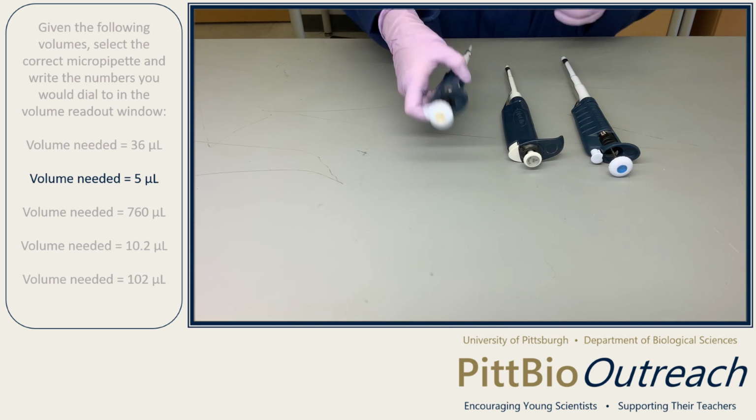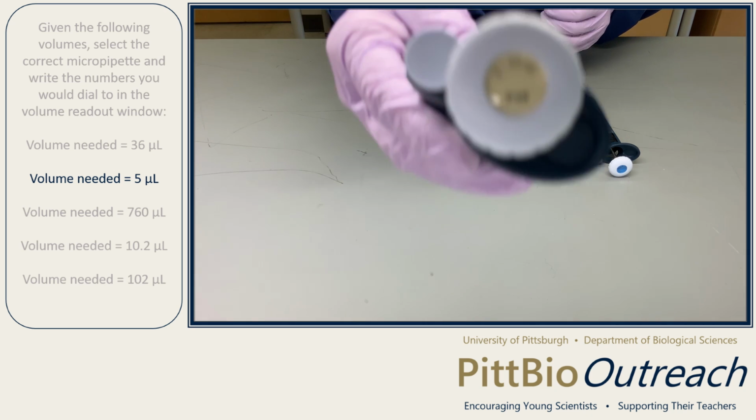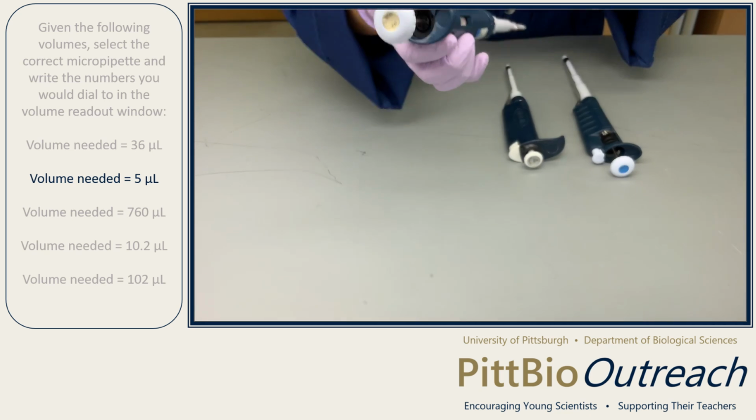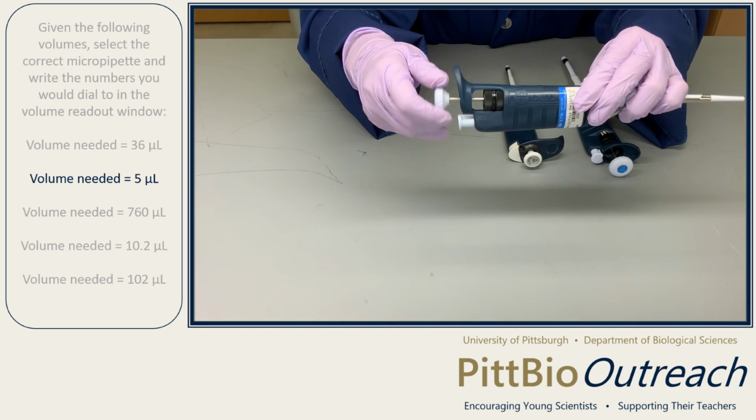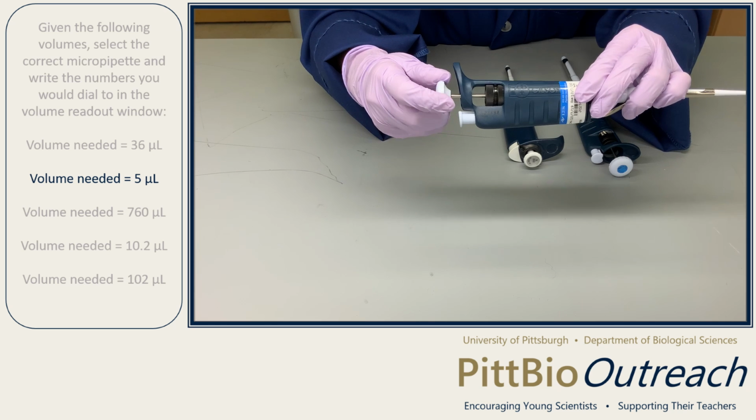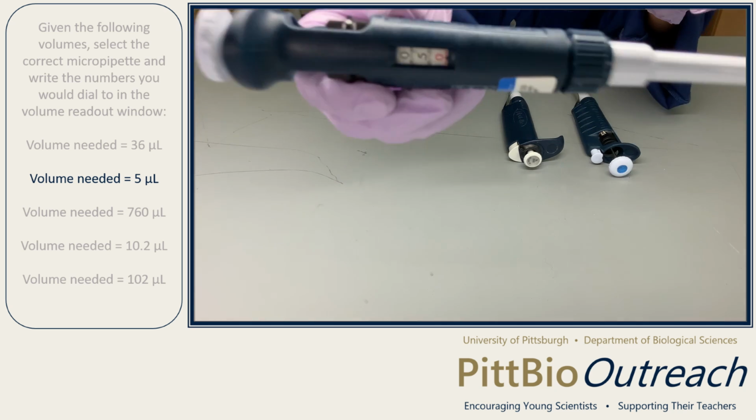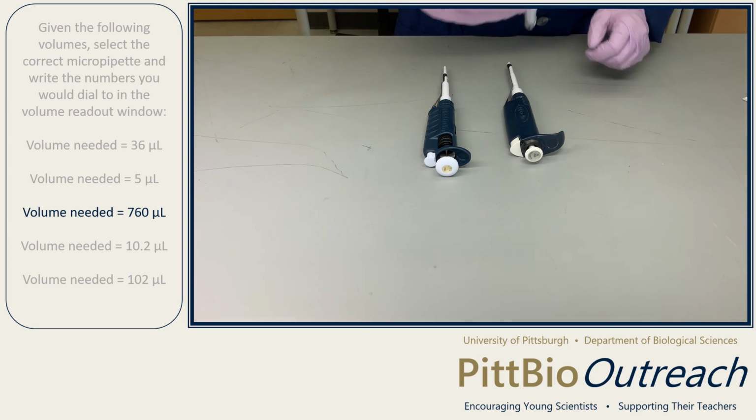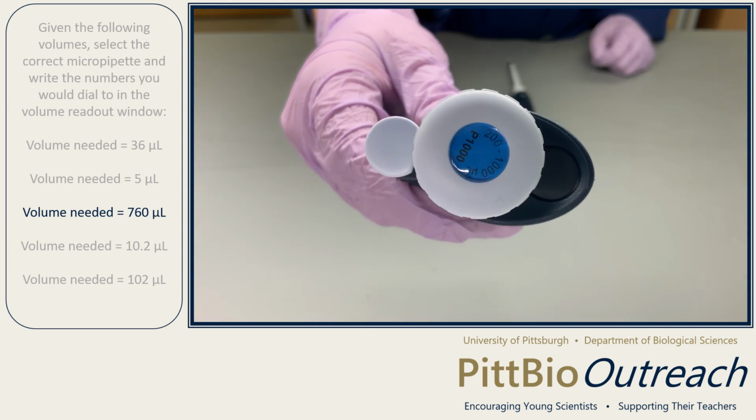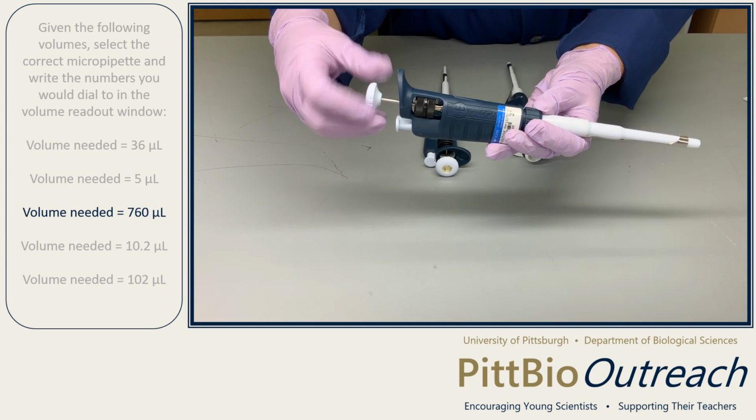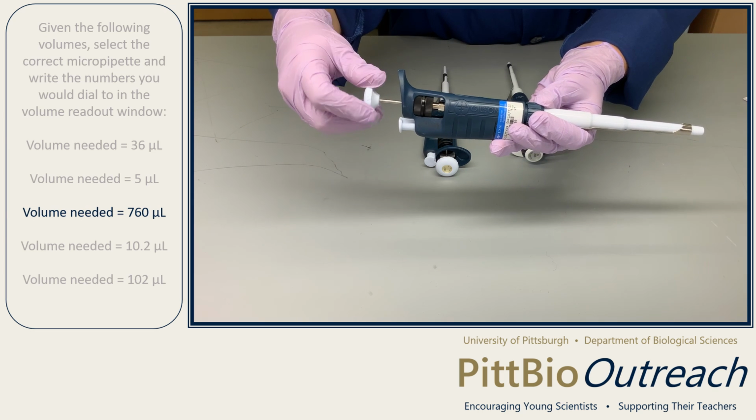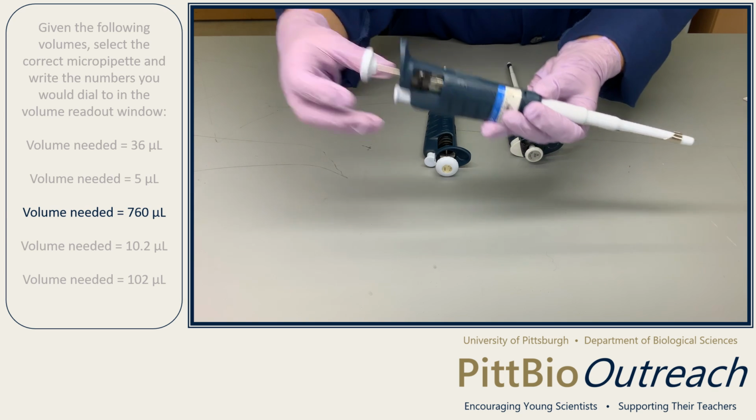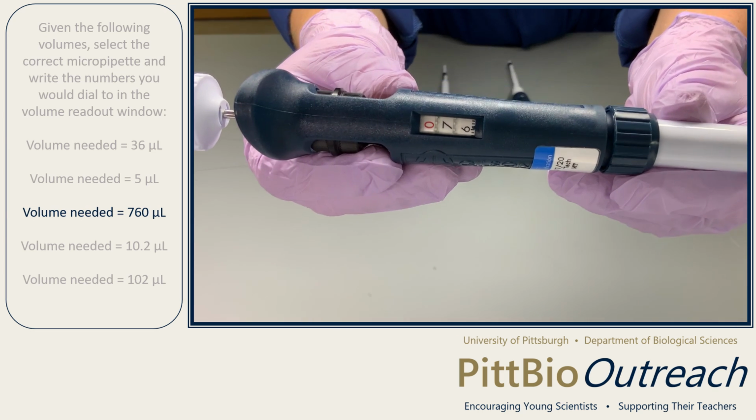Step 2. Volume needed, 5 microliters. Micropipette used, P20. Volume window, 050. Step 3. Volume needed, 760 microliters. Micropipette used, P1000. Volume window, 076.